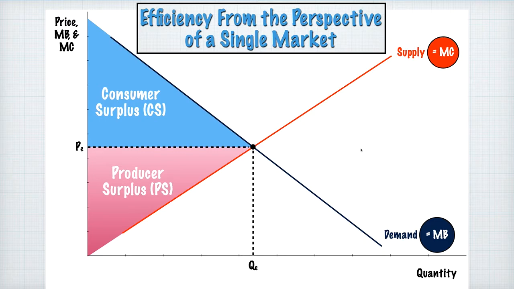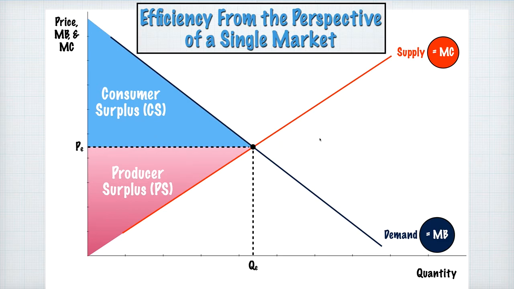So for this to be useful, let's take a look at the underproduction and overproduction examples and see what happens to total surplus. Under our assumptions, the market equilibrium is the efficient outcome because total surplus, consumer surplus, and producer surplus are at a maximum here.